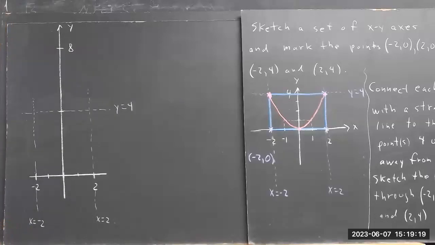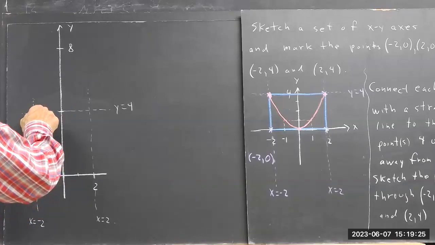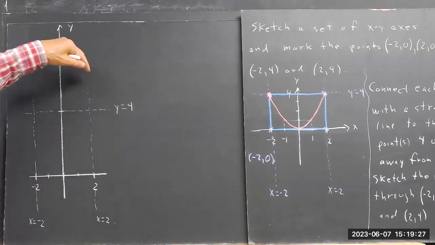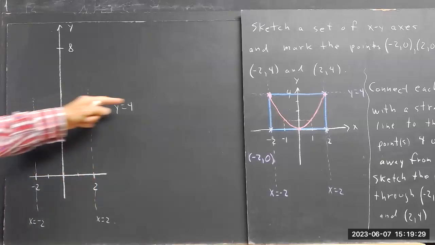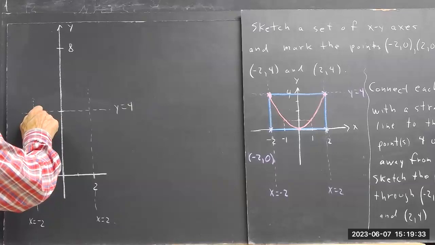I set up the beginnings of the graph here. I'm going to draw the fundamental rectangle. I've got the lines where x equals 2, -2, and x equals 2. Got the line y equals 4. So I'll be able to locate my corner points.